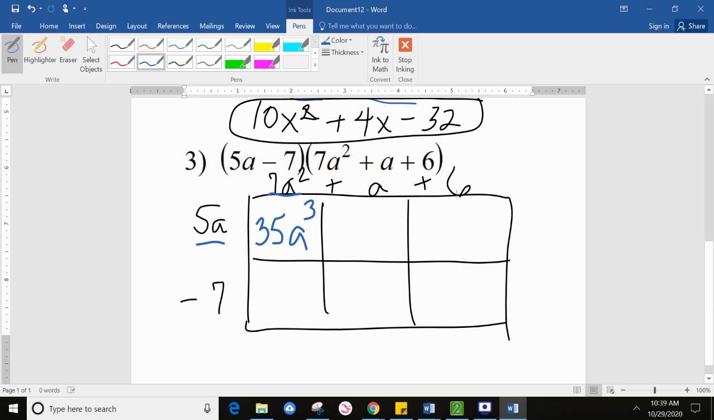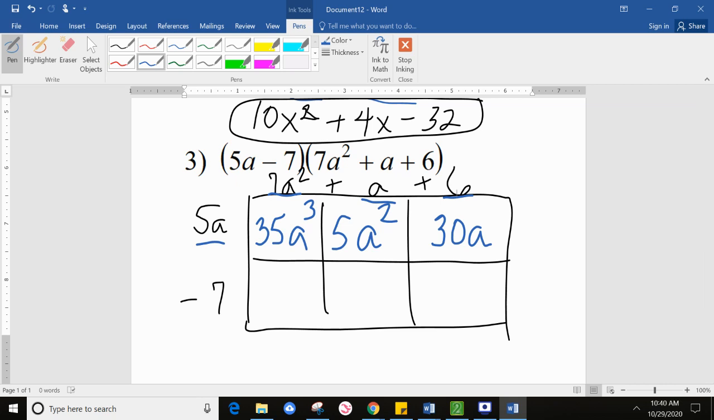Now you can choose which way you want to go. I'm just going to go straight across the row here. So I'm going to do 5a times a. That would be 5a squared. Then 5a times a positive 6 would be a positive 30a. Be careful when you're multiplying that you don't forget about your variables and what those are going to change to.